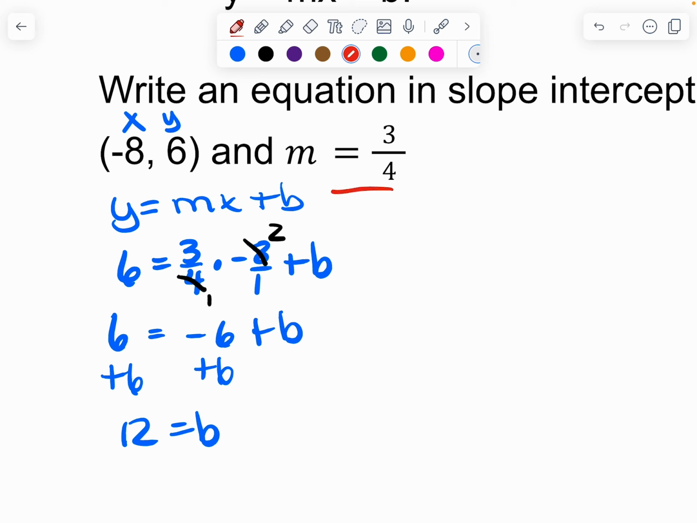So we're still going to need to plug that into this equation. y equals the slope, x plus the y-intercept. Now we have the equation in slope-intercept form.